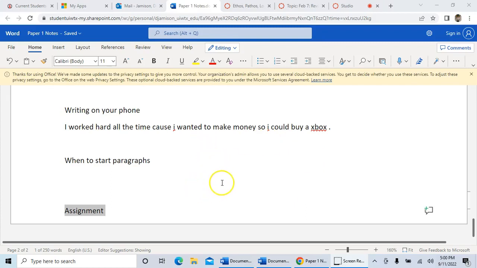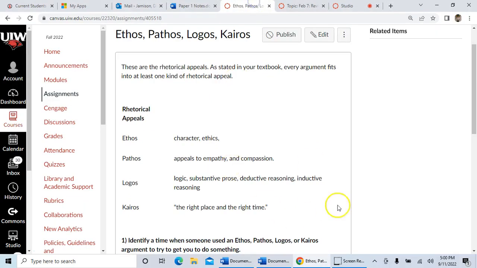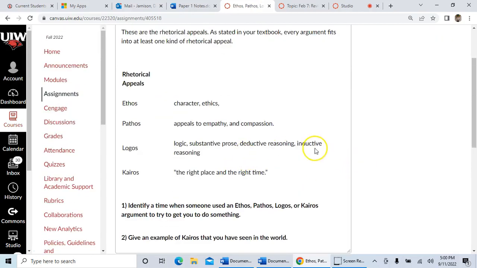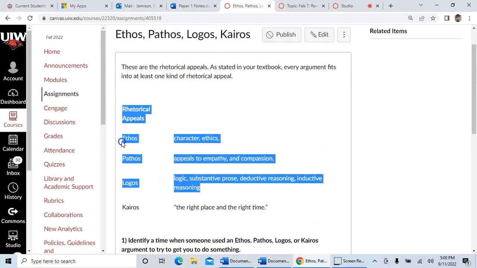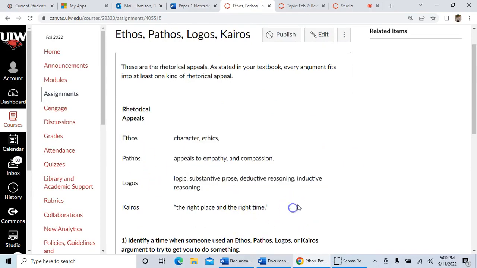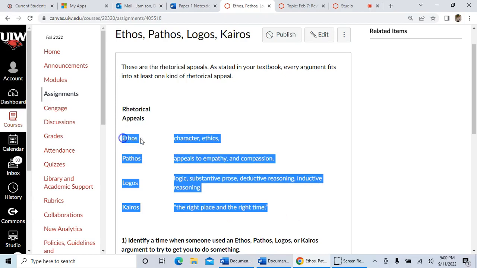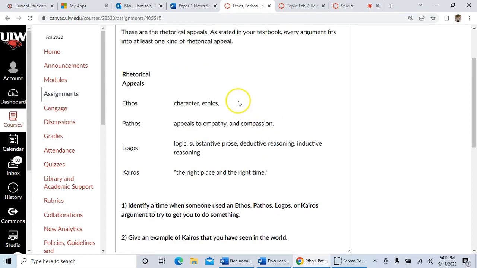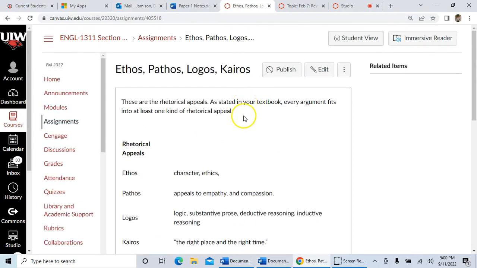Alright, so you're going to have one little assignment that you'll have to do today after looking through all of that. And it looks like this. So, this is ethos, pathos, logos. You've heard of those before. You may have not heard of kairos before. I'll go through all of these really quickly, and then I'll tell you what you'll need to do. So, this is shifting gears to look to our next paper, which is going to be a rhetorical analysis paper, which will have you figuring out why a writer wrote something the way that they did.